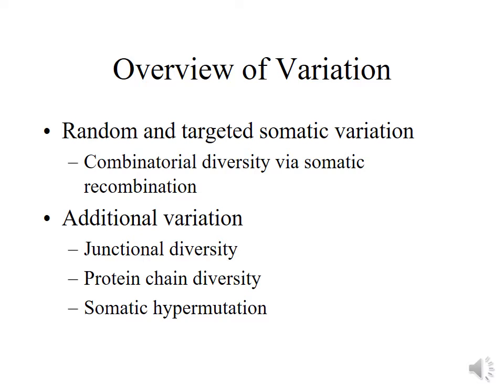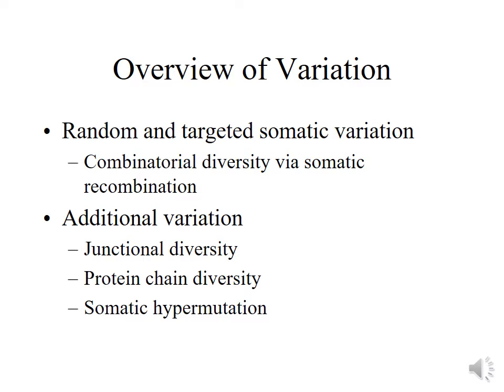The primary source of diversity is the random and targeted somatic variation that gives rise to combinatorial diversity via somatic recombination. Each IgG and T cell receptor is made up of a series of repeated gene segments that specify discrete segments of the protein, and different combinations of gene segments are used in protein production in different B cells or in different T cells of each individual.